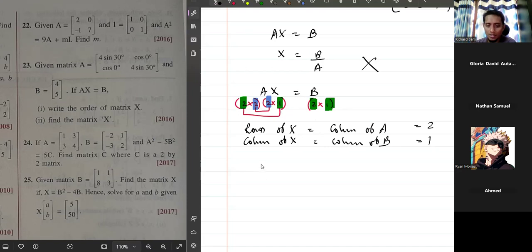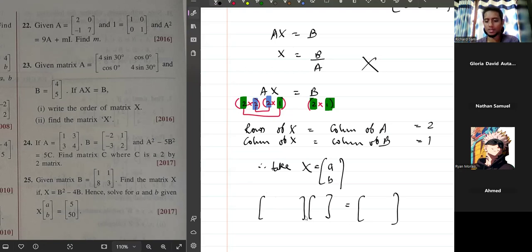Next, therefore take X as, we know it has two rows and one column. Two rows and one column. So take it as A and B, put some values for it, or X and Y, something. Then you put this into your equation. So AX is equal to B. So A into X equal to B. Like this, you put, you'll have A and B over here. Everywhere else you'll have numbers.